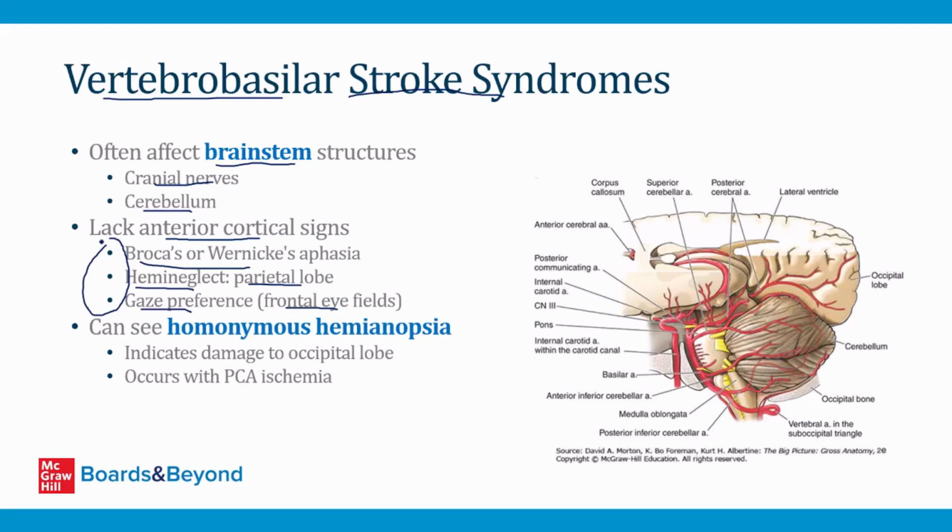The one cortical sign you can sometimes see from vertebrobasilar stroke syndromes is homonymous hemianopsia. This indicates damage to the occipital lobe, which is supplied by the posterior circulation and the posterior cerebral artery. And so if you have ischemia of the PCA, this can sometimes lead to homonymous hemianopsia.